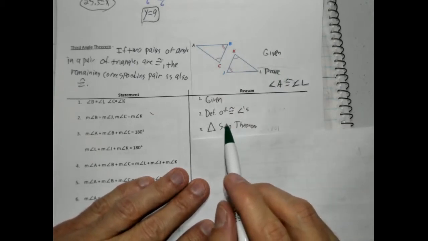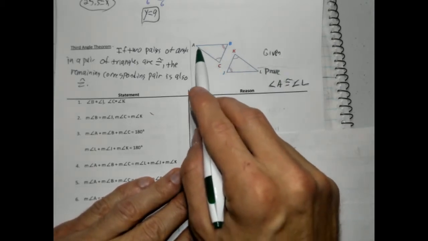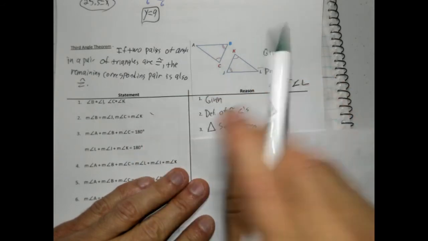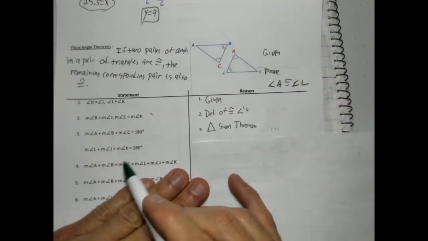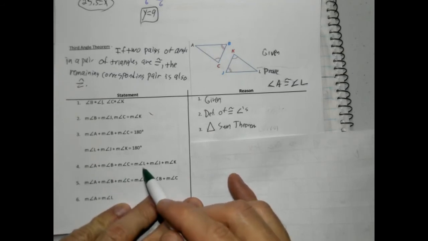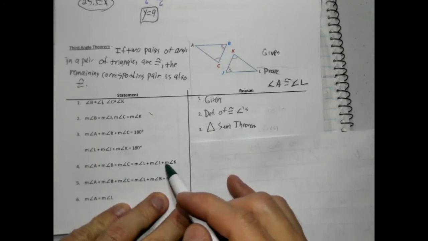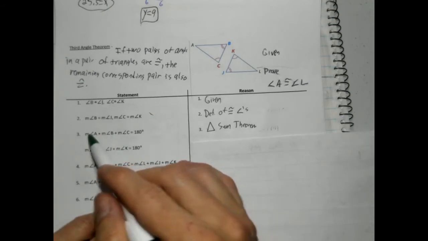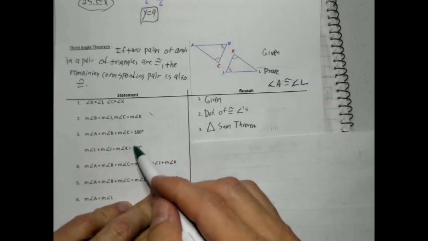We learned about that before. And that tells us that the angles within a triangle will always add up to 180 degrees. Okay. Number 4, it says angle A plus angle B plus angle C is going to be equal to angle L plus angle J plus angle K. Now what happened here is we said that these things here are both equal to 180.